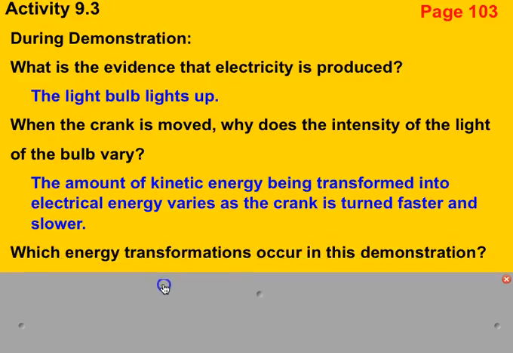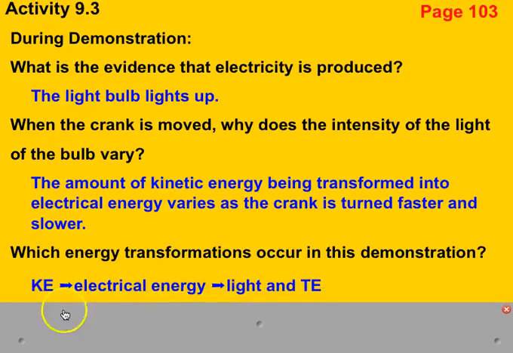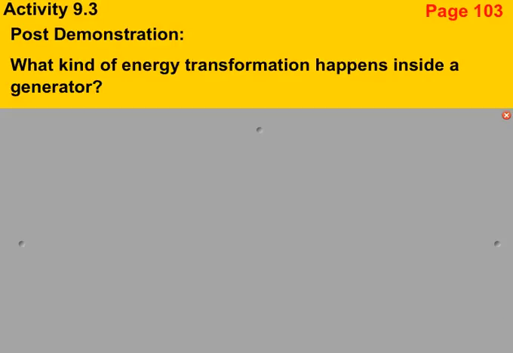So which energy transformation occurs in this demonstration? Well, you're going to have KE to electrical energy, to light, and then back to thermal energy. So not necessarily like the thermal energy, but the electrical energy, the light bulb's going to light up, and it's also going to get warm. So if you were going to touch that light bulb after a little while, you could potentially burn your fingers.